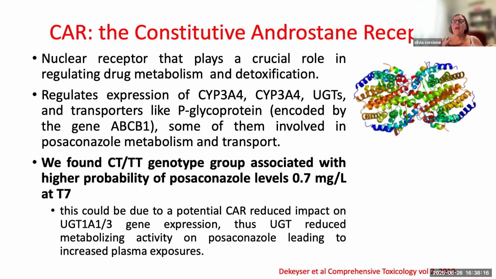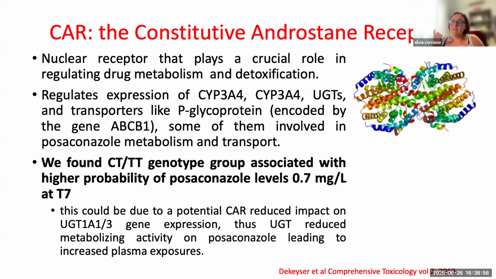genotype, because I'm not sure everyone is familiar with that. Also, I'm a clinician, so we need the help of the pharmacogenetic lab in this setting, but the CAR is a nuclear receptor which regulates the expression of the cytochrome 3A4 that we mentioned before when we talked about posaconazole, but also, for example, the transporter like the P-glycoprotein, which is encoded by the gene ABCB1, and other genes involved in posaconazole metabolism and transportation.